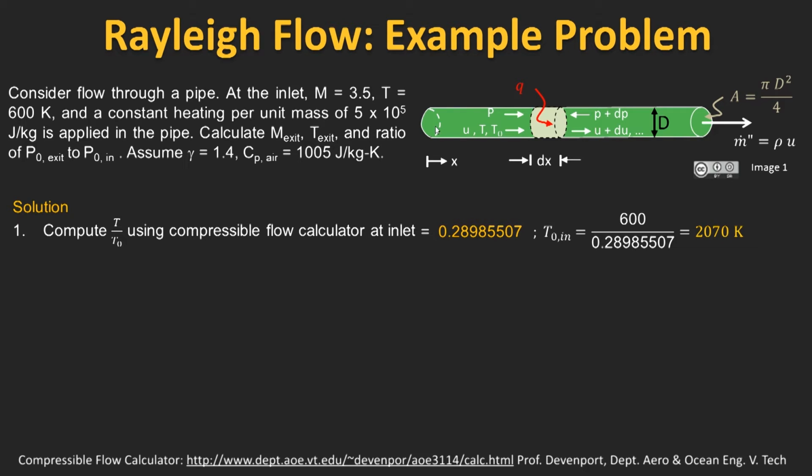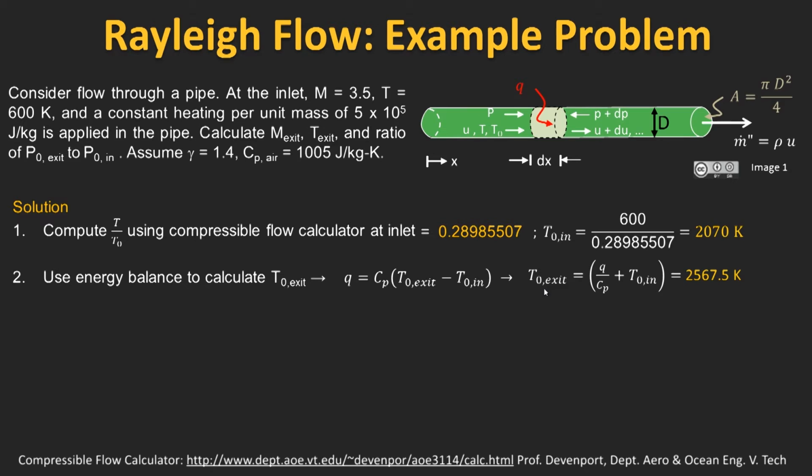Next, as I said before, we'll do an energy balance from which we want to calculate the exit stagnation temperature. Clearly the heat that we are adding to the flow needs to change the stagnation enthalpy of the fluid. Therefore Cp times Q should be equal to Cp times T naught exit minus T naught in, from which we can rearrange terms and express T naught exit as Q over Cp plus T naught in. Substituting numbers, since we have values for Q, Cp and T naught in, we get T naught exit should be 2567.5. I'm not going to do that calculation for you; I hope that you can just work it out for yourself.